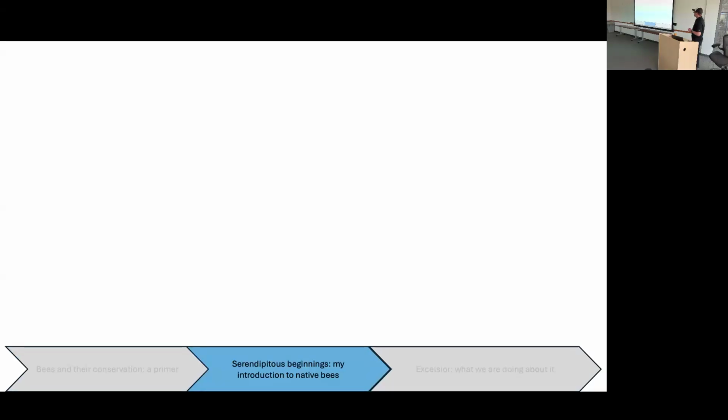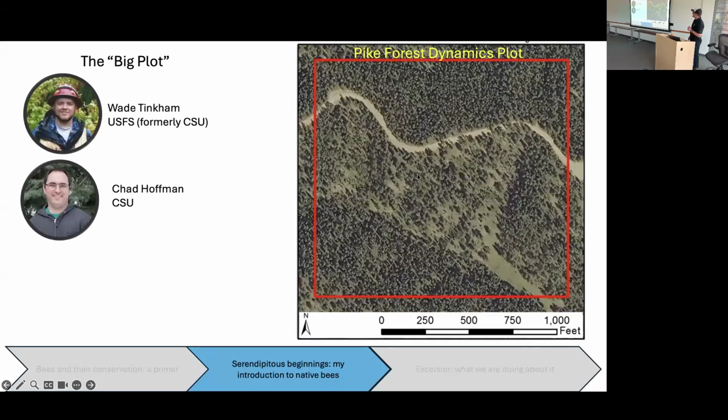Okay, so I'm going to start talking now about how I got into all this. My inspiration to study native bees came from a most unlikely place. Neither Chad nor Wade are here right now, but they approached me very shortly after I started at CSU, I think in about 2016 or 2017, and they had this thing they were working on that they just called the big plot.